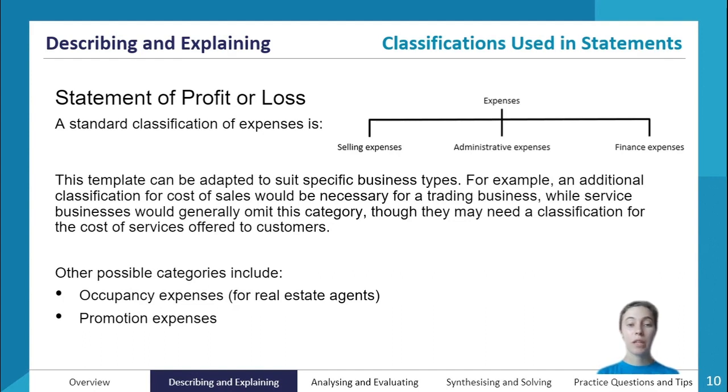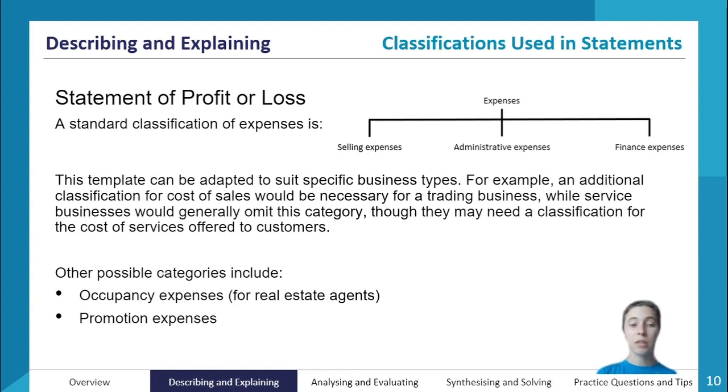In terms of expenses, a standard classification is here as well. You've got selling expenses, administrative, and finance. So again, this template can also be adapted to suit different businesses. An additional classification for cost of sales would be necessary for a trading business because it would cost the business money to get the inventories in order to then sell them.